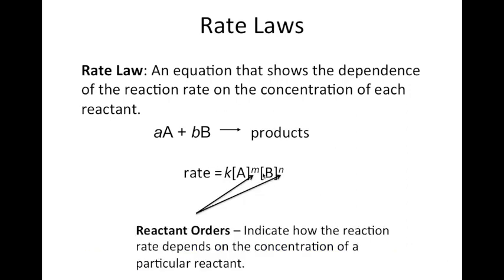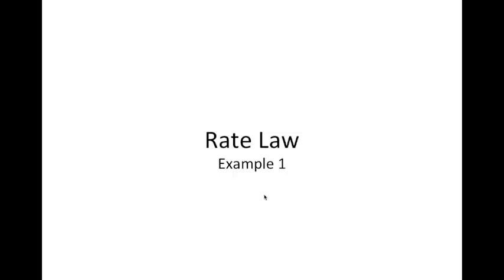Now these exponents here, these powers, M and N, are what are called the orders of each reactant. So A has a particular exponent or order, and B has a particular exponent or order. And these indicate how the reaction rate depends on the concentration of each particular reactant. Now we're going to discuss that in more detail. And so to illustrate that, let me give you a couple of sample rate laws and try to explain what these orders of the reactions are.